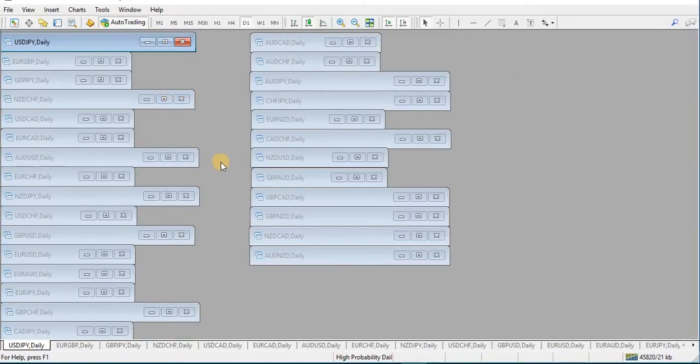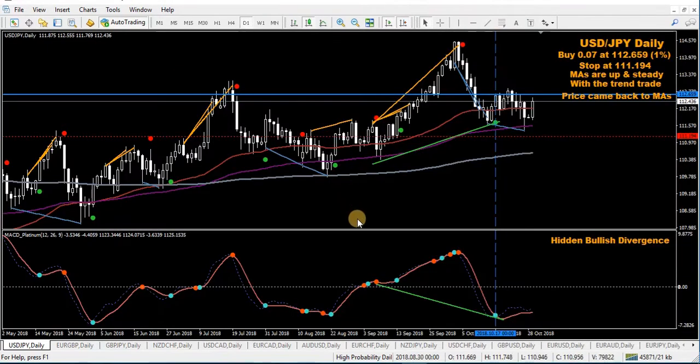MT4. This is my high probability daily charts, the usual profile. If the title of the chart's extended, it means there's an open trade. If it's like this, a short one, then there's no open trade. So you can see just at a glance how many open trades I've got. So let's go through each pair. High probability, these are the dark coloured backgrounds.